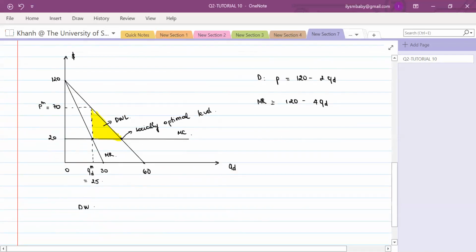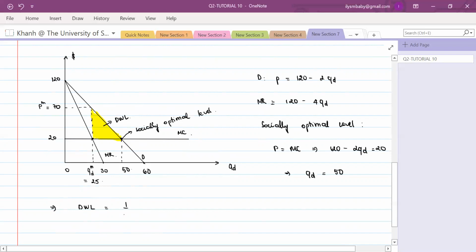All right, having shown that on a diagram, it should be straightforward to find the value of the deadweight loss. The socially optimal level of output over here is just going to be the intersection between the demand curve and the marginal cost. The socially optimal level is where P equals marginal cost. So the demand curve cuts the marginal cost: 120 minus 2QD equals marginal cost, which is 20. So QD should be equal to 50. So it should be 50 over here.